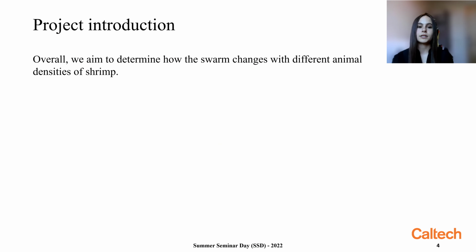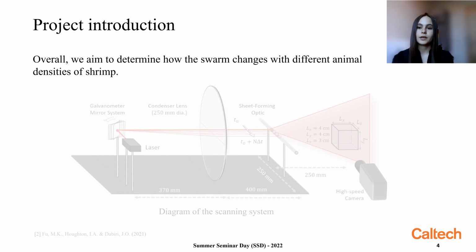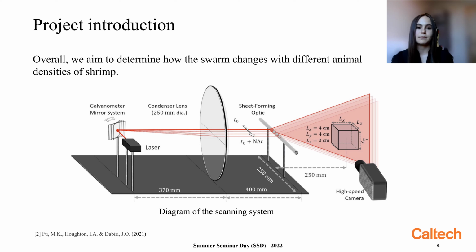Overall, we aim to determine how the swarm changes with different animal densities of shrimp. To do this, our lab has developed a method using a scanning laser sheet to illuminate slices of the tank and a high-resolution camera to capture ultra-high-speed digital images of the animals. By imaging the illuminated animals as the laser sheets scan across the volume of the tank, the animal centroids can be reconstructed over time to form a 3D volume that closely examines the migration organization and animal movement.